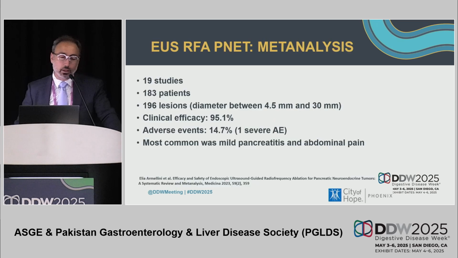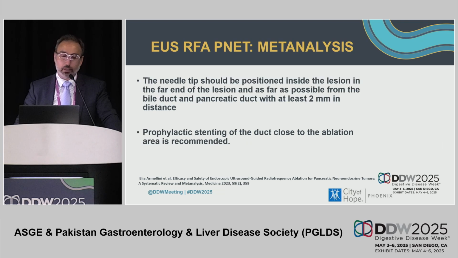Another therapy that I think is ready for prime time is USRFA for pancreatic neuroendocrine tumors. The previous speaker talked a little bit about USRFA, but we have a meta-analysis on around 200 patients, where the clinical efficacy, either if it's a secreting tumor, the secretion went away, or if it's a visible tumor, the tumor disappeared in 95% of the cases. And severe adverse events happened in 1 of the 183 patients. So I think this is a therapy that could be adopted today, just like the previous therapy that I discussed.